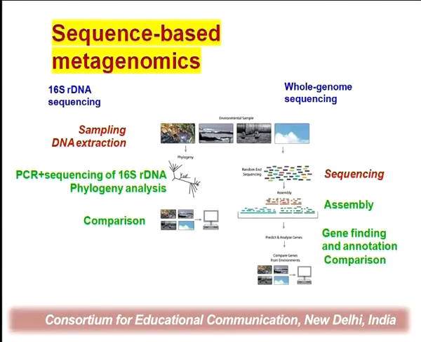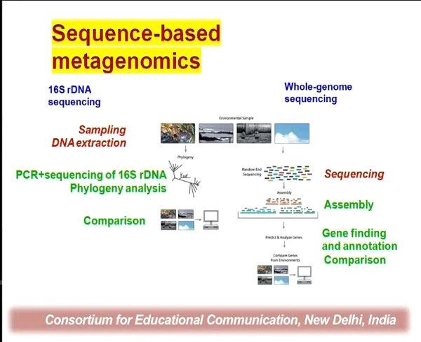So in sequence-based metagenomics, we isolate the sequences, and like in 16S rDNA sequencing, we select 16S or 18S depending upon whether it is a prokaryote or a eukaryote. We will isolate the DNA from the samples, and then we amplify, sequence it, and then do the phylogenetic analysis, and after that we compare these sequences.